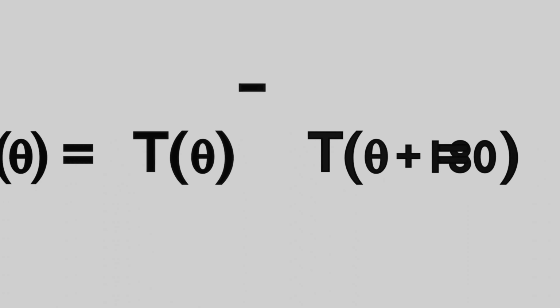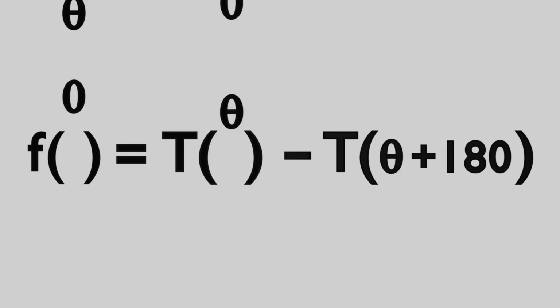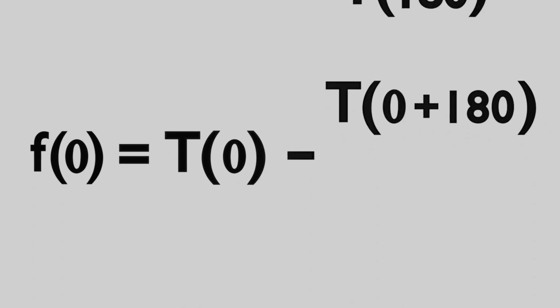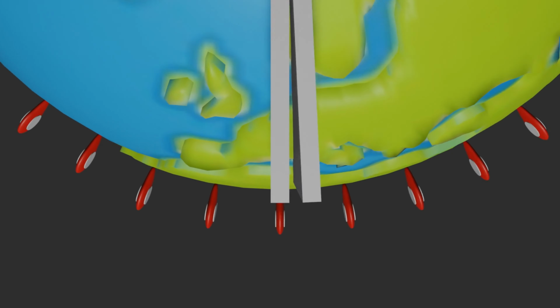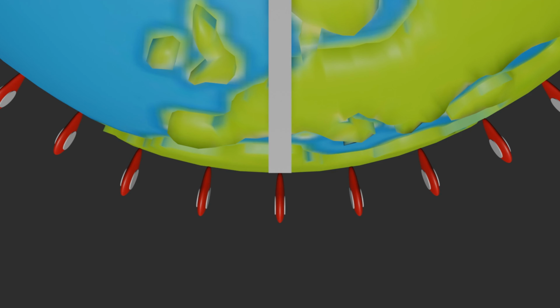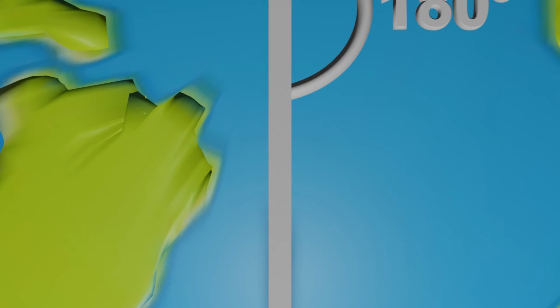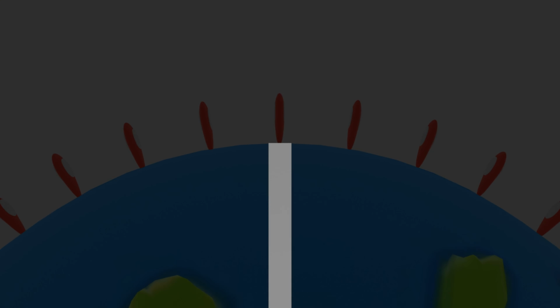If we substitute angle equals 0 into f(x), the result that we get is T(0) minus T(180 degrees). This is the same as finding the temperature at our initial position on the equator and then subtracting the temperature on the opposite side of the equator.